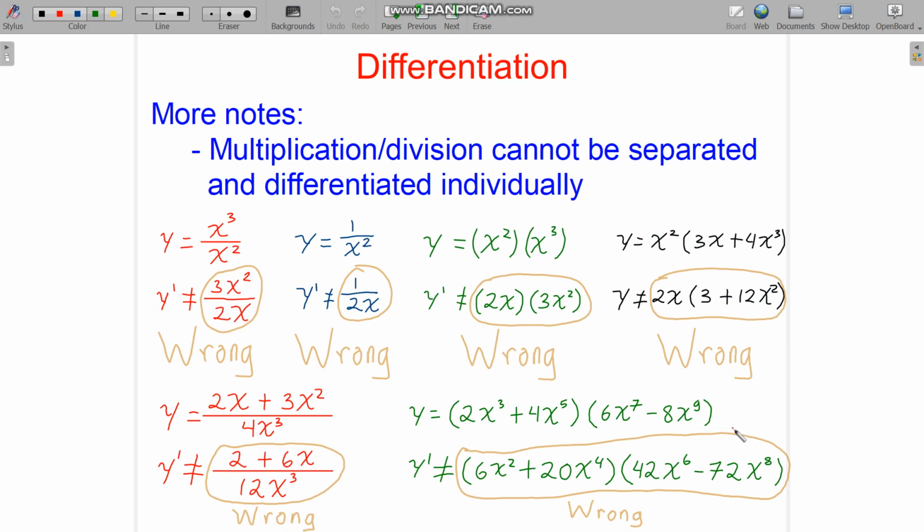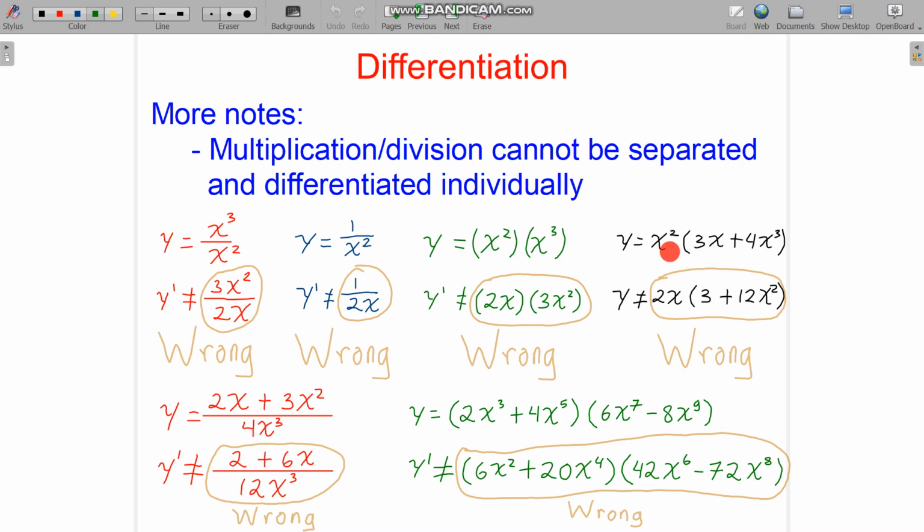And more notes, multiplication and division cannot be separated and differentiated individually. So if you think x cubed over x squared, oh, x cubed becomes 3x squared, x squared becomes 2x, this will be wrong. Or 1 over x squared, oh, we have 1 over x squared becomes 2x, this is also wrong. If it's a multiplication, oh, just do the 2x squared becomes 2x, x cubed becomes 3x squared, also wrong. We can only separate if it's an addition or subtraction.